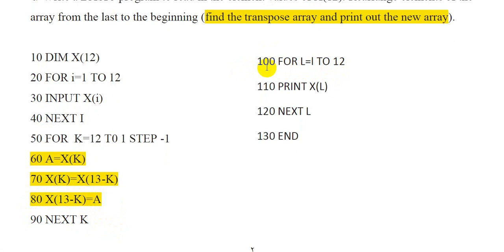100, or the hundredth step procedure, as you can see, for the fourth article indication: for L equals 1 to 12. 110 print XL. 120 next L, and 130 end.